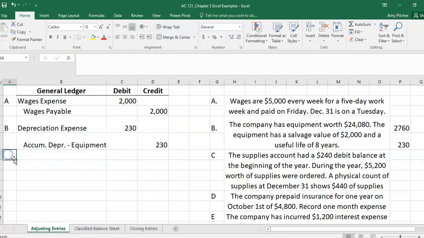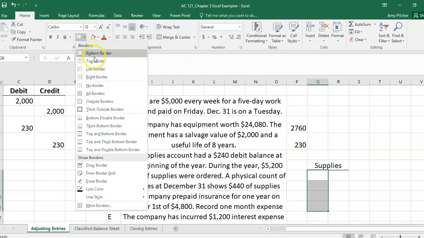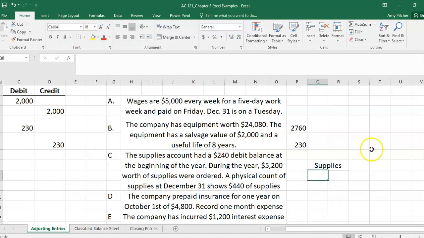And the next one we have is supplies with a $240 debit balance at the beginning of the year. During the year, $5,200 worth of supplies were ordered, and a physical count of supplies at December 31st shows $440 worth of supplies. So what we're going to do is make a T account for supplies. And we're going to put in the information from that sentence. So we started the year with a beginning balance of $240.